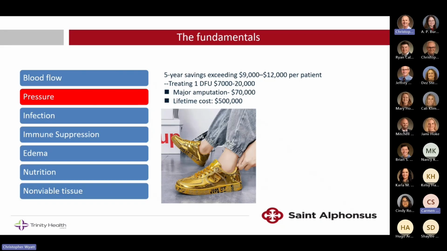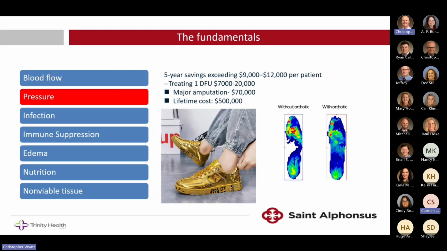So what we end up doing is we write a lot of prescriptions for these so that they can get custom molded inserts and shoes. And then after they get those shoes, we have them come back and we pressure map them. That's where we put a little digital insert into their shoe. We have them walk and we can assess the pressure that's impacting the bottom of the foot. This isn't a truly accurate image here, but you can see the red areas are where there's excess pressure, and putting the orthotics on greatly minimizes that.